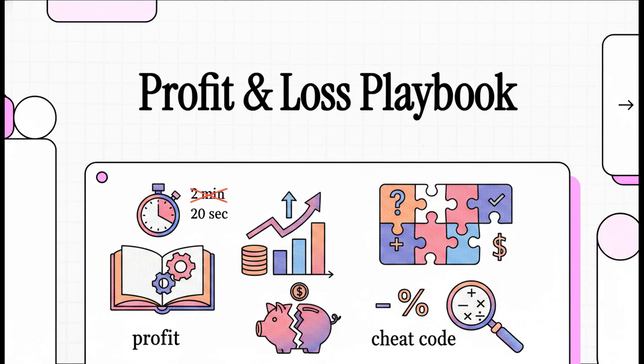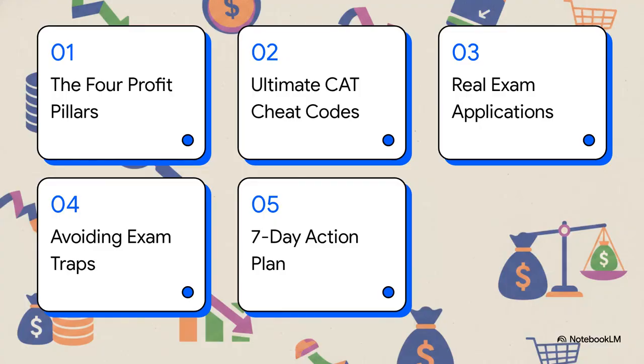We're going to take this tactical guide and slash your problem-solving time from 2 agonizing minutes down to literally 20 seconds. Let's go. Think of me as your tactical guide today. Here is our game plan. First, we'll hit the 4 profit pillars. Then we unlock the ultimate CAT cheat codes, jump into real exam applications, learn how to avoid common exam traps, and finally, wrap up with your 7-day action plan.